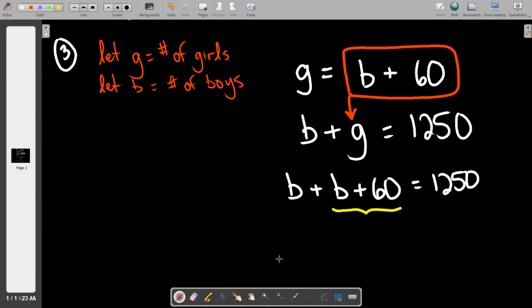So to solve this equation, I need to combine my like terms. My B's get put together. I'm also going to subtract the 60 to the other side. What is 1250 minus 60? 1190. Divide both sides by 2, and what's B?